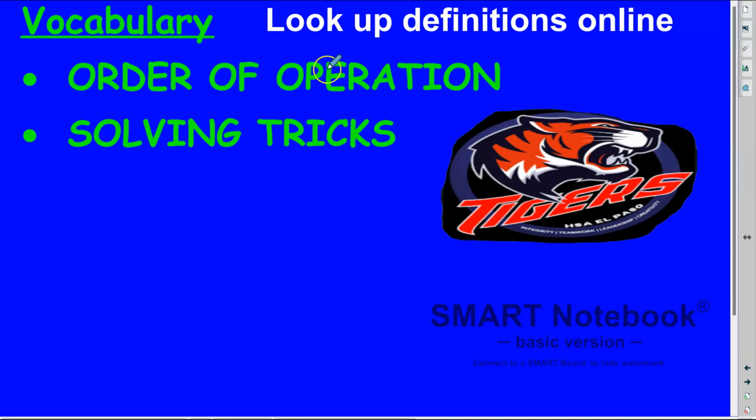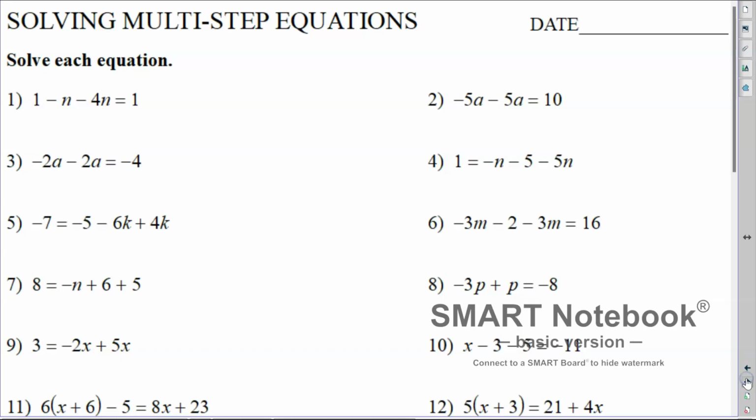As far as vocabulary, guys, go ahead and get on Google and see what you can find. Something interesting in terms of defining and an example of order of operations. And while you're at it, see if you find something interesting on Google as far as solving tricks. Literally just put that in there and see what pops up. Nothing wrong with getting a second opinion, a third opinion. Nothing wrong with that at all.